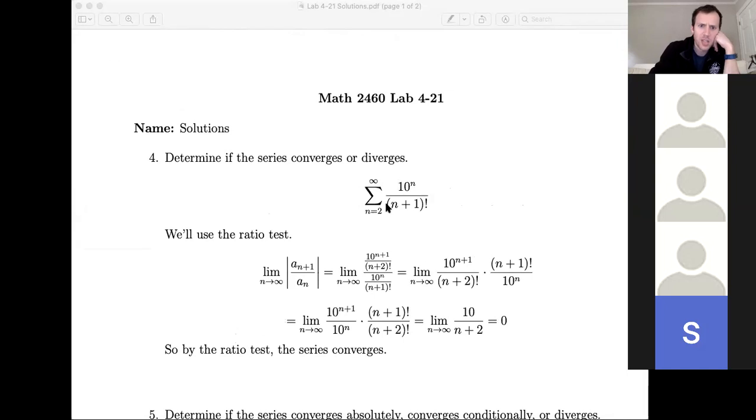So this series, 10 to the n over (n plus 1) factorial, looking at it, factorials almost always mean try the ratio test.